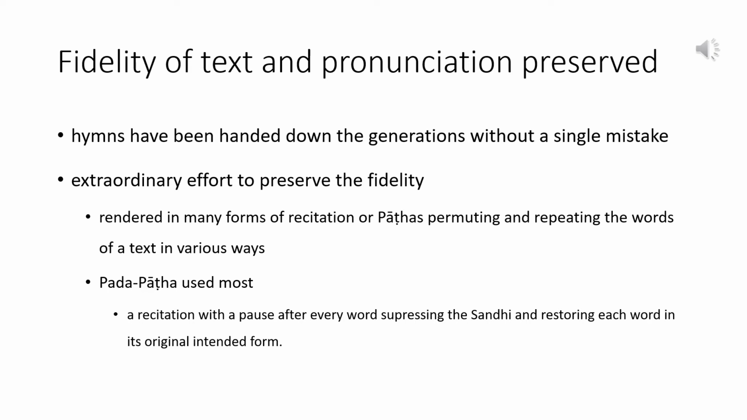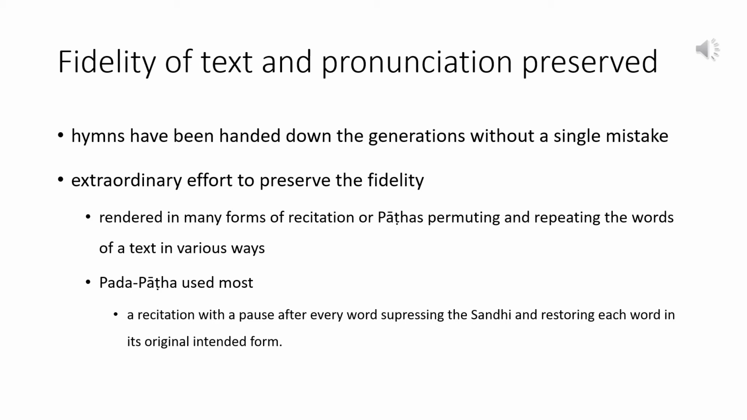The text is rendered in many forms of recitation or pathas. These different forms of recitation permute and repeat the words of a text in various ways. So a word and its accent in a text is recited within various combinations with and without applying the rules of Sandhi. These extraordinary techniques guaranteed the most perfect tradition in terms of sound and unaltered word order.